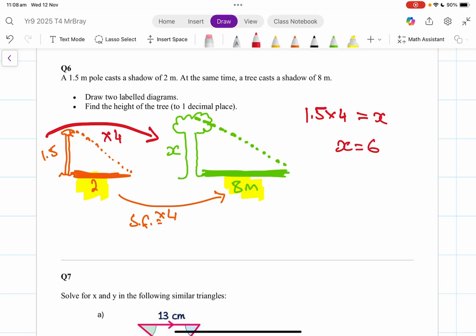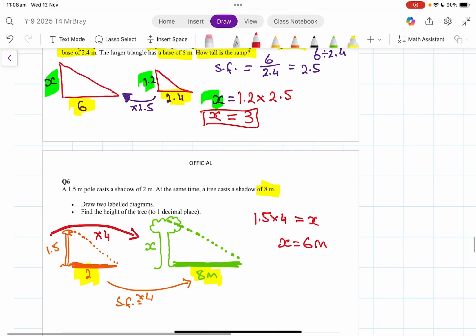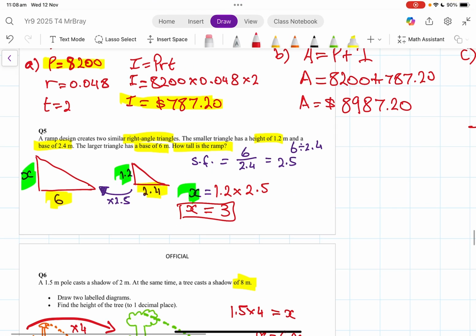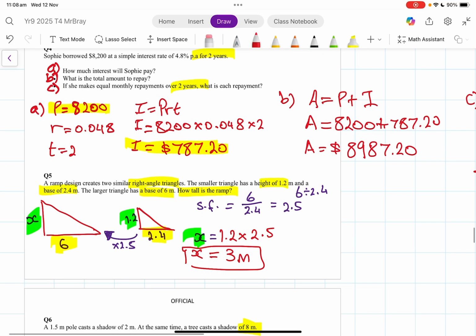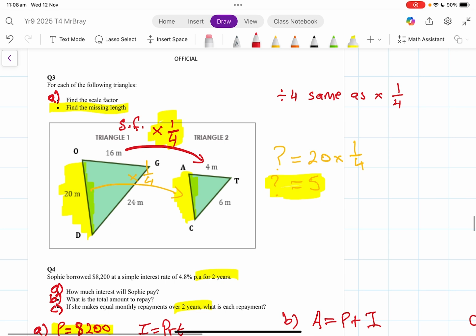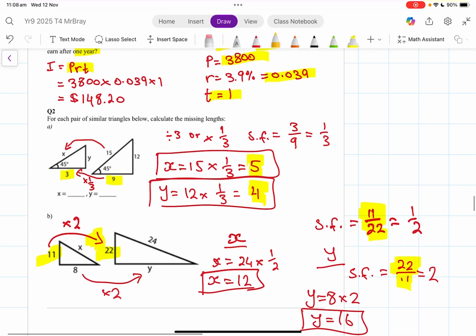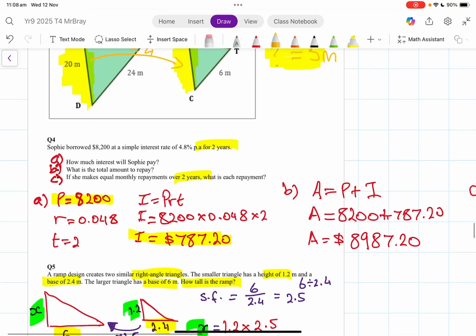And of course, this question has units, so we'll make sure that we include our units. Meters. Probably not a bad idea to just go back and double check. Yeah, so this question here definitely should have had some units as well. Same with this question here, 5 meters. And those other questions, we didn't have any units.